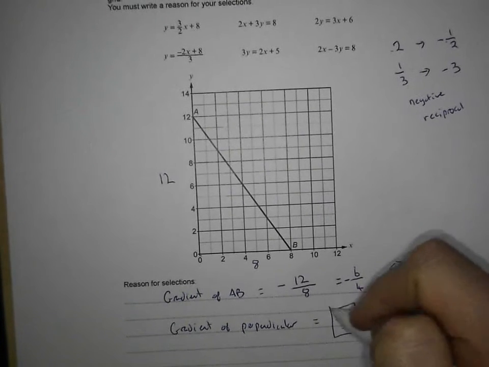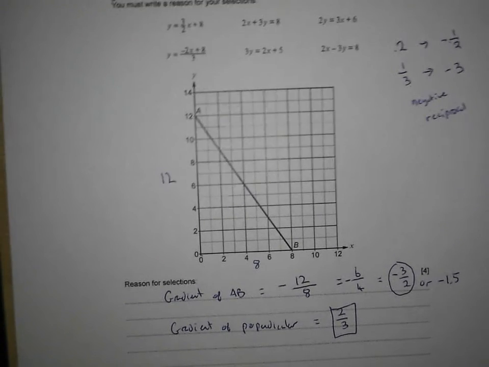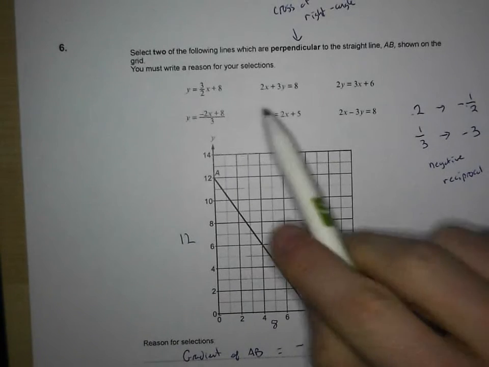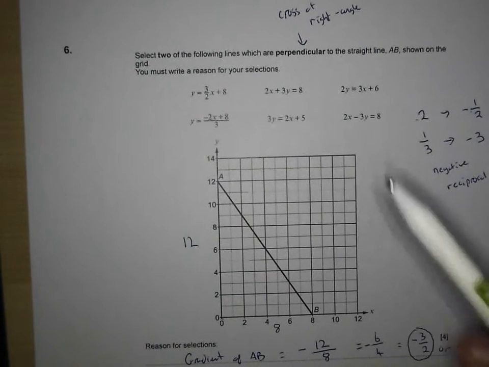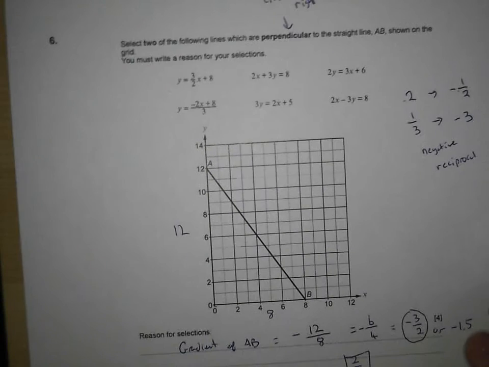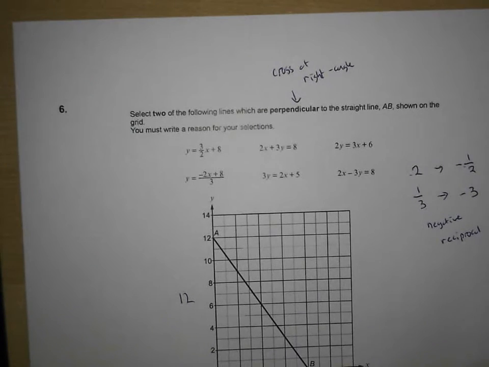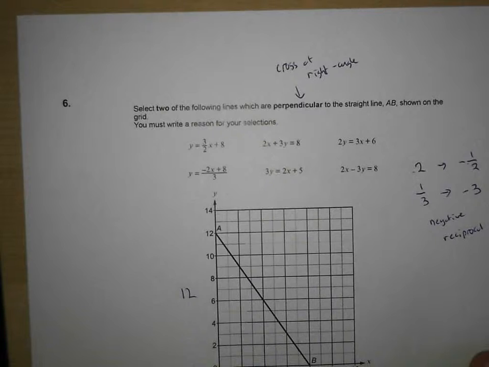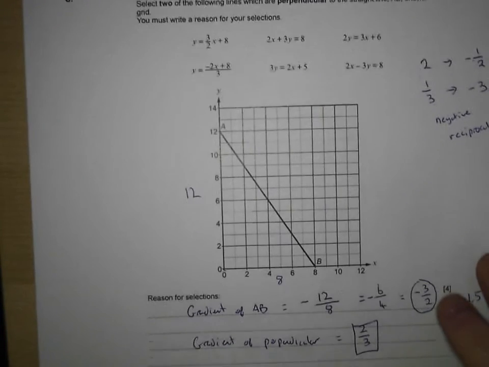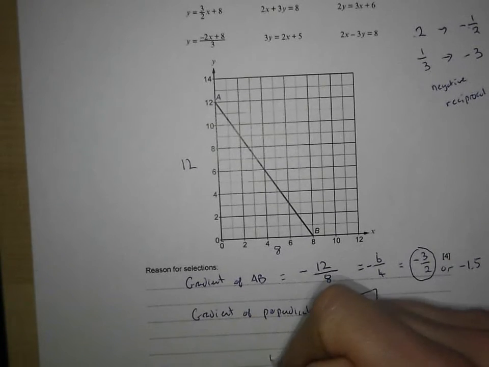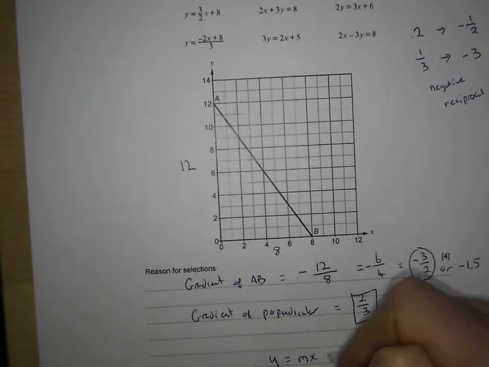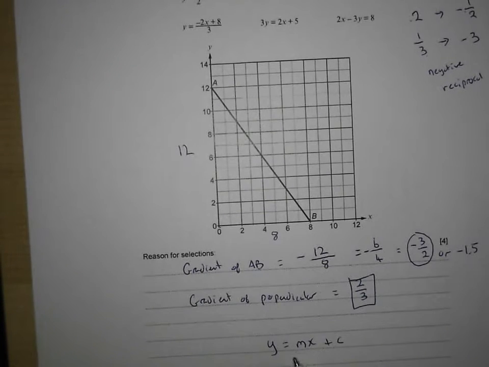So I've now just got to hunt down equations here that have got gradients of 2 over 3. But it's not quite that simple because some of them are in nasty forms. And to get gradients easily, I need the lines to look like this: y equals mx plus c. Then the number in front of my x is going to be my gradient. And as soon as I find one that's 2/3, I'm good to go.